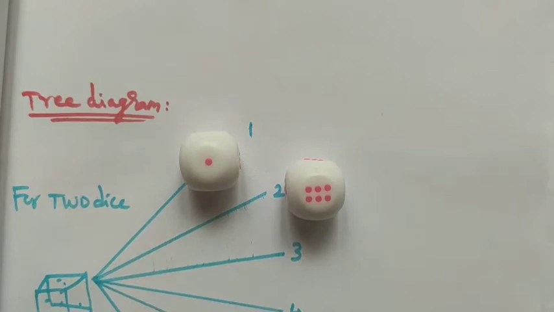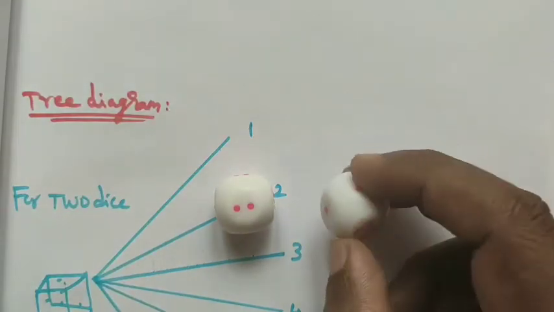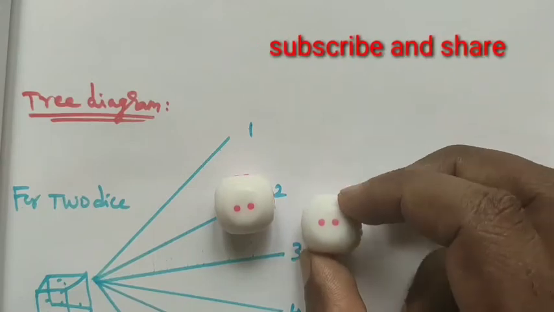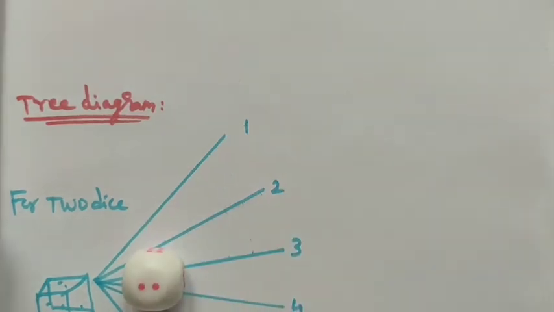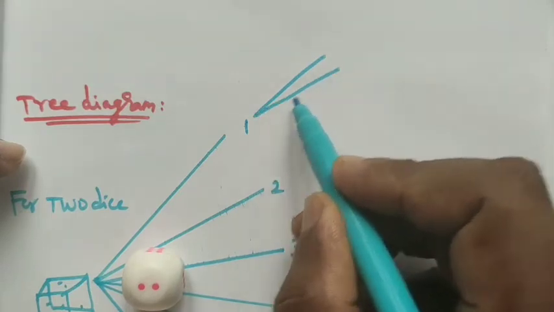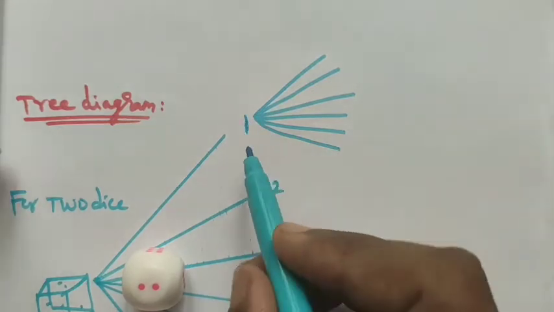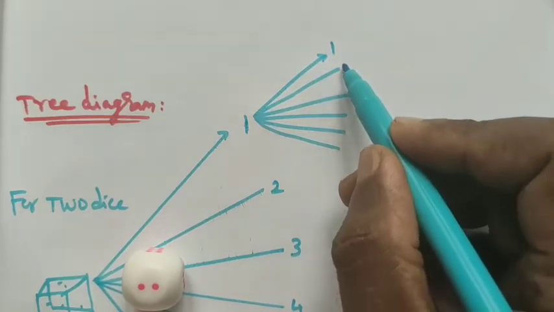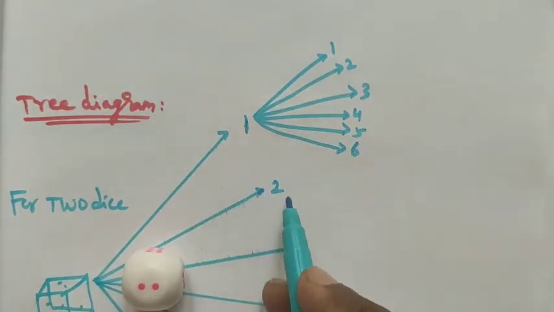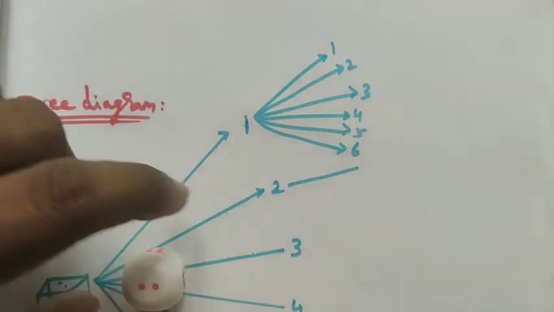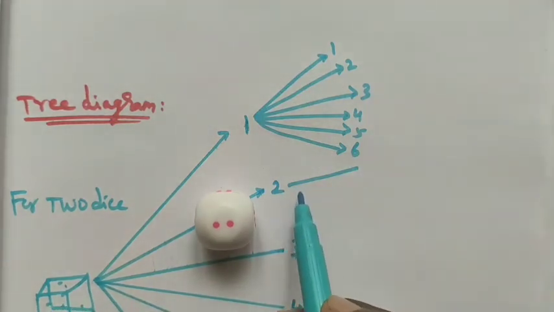And then the second time, the first die is always number 2, and the second die keeps changing: 1, 2, 3, like this. So we have 6 branches for that one. I already told you, in the first die, the number 1 did not change. In the second die, we get the numbers 1, 2, 3, 4, 5, and 6. In the same way, in the first die we always get the number 2, but in the second die we get 1, 2, 3, up to 6, like this.